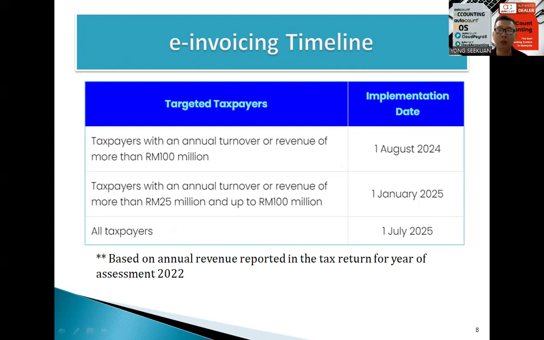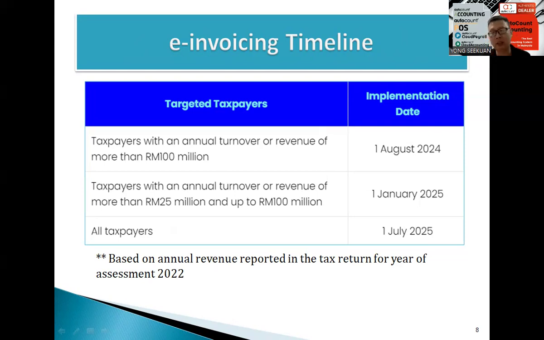So you need to study your company, check your turnover in 2022, and see which phase your company belongs to. Then you can start planning how you're going to prepare. Are you going to use the MyInvoice portal or the API, or does your system need to upgrade or not?